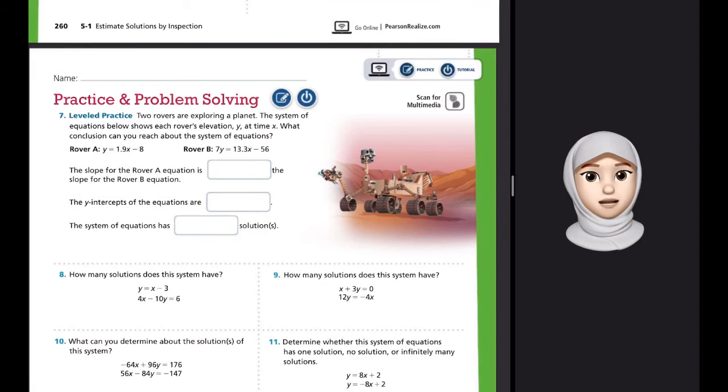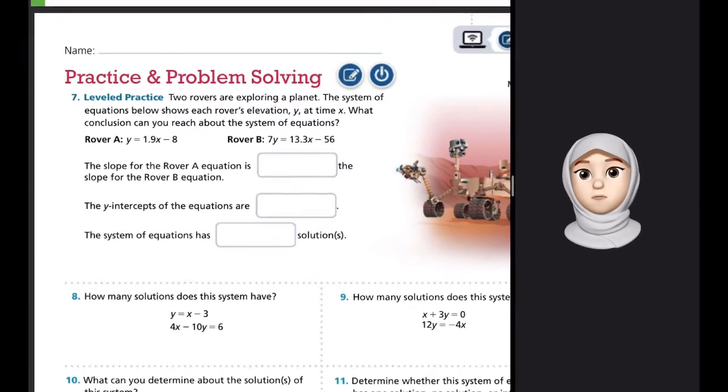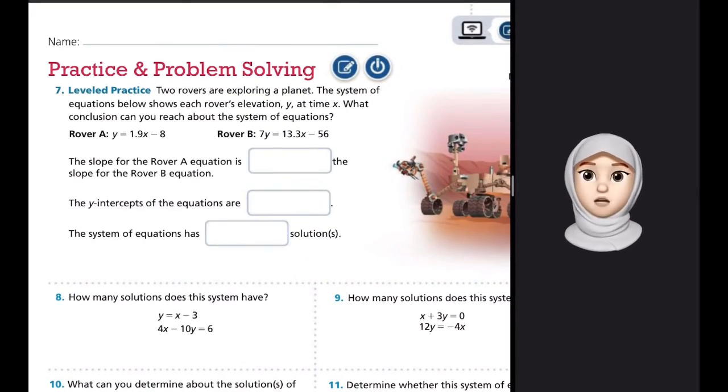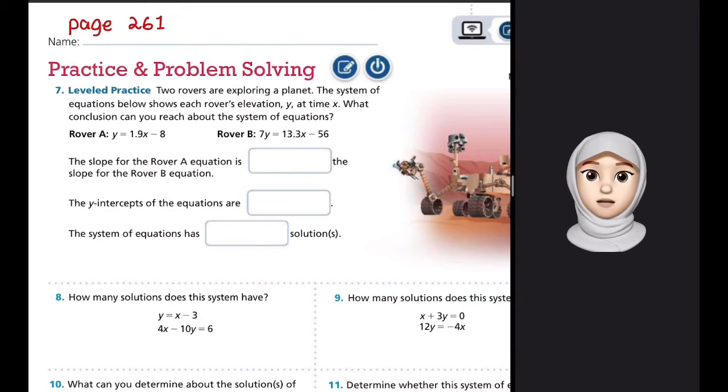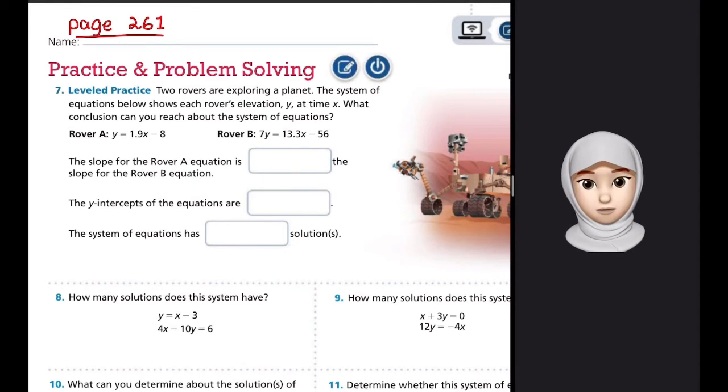Well, good morning everyone. I hope you are feeling well. Now, we are going to ask you to open the book on page 261 because this is how we are going to start practicing our questions in the book. If you don't have the book, no problem at all. I'll put a PDF for you for all the pages requested on Google Classroom.